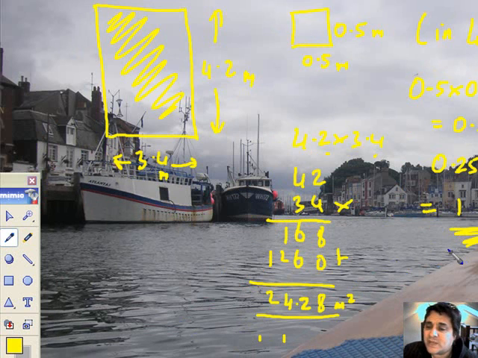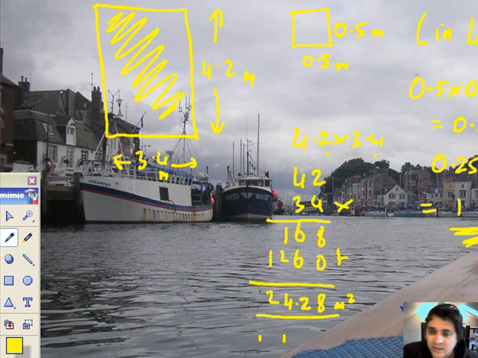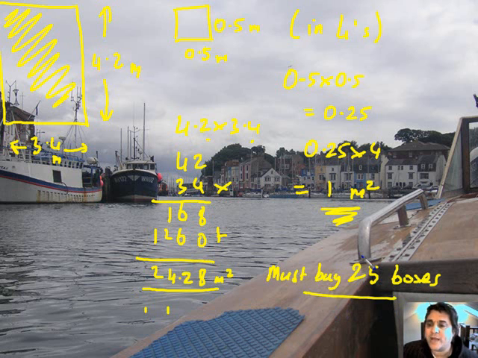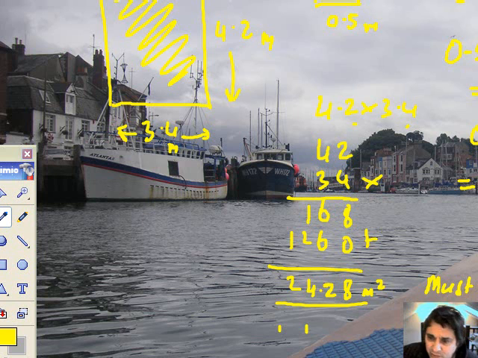Alright, so I need 24.28. I can't go to the shop and say please give me 24.28 square meters worth of your tiles and you can keep the bits I don't need. You're going to have to buy 25 boxes. Alright, so 25 boxes will get 25 times 4, 100 tiles. That'll be enough to do the job. There'll be a bit left over just to, I don't know, make models with or something.